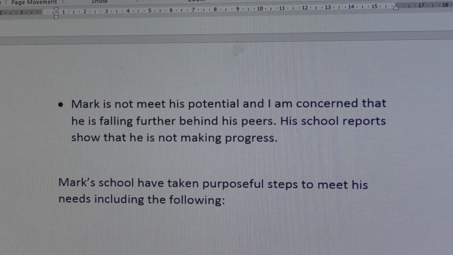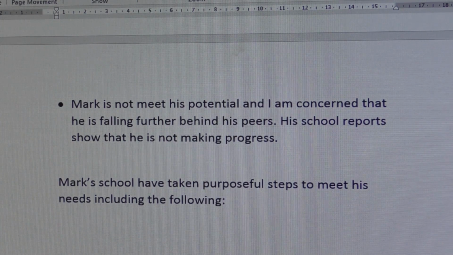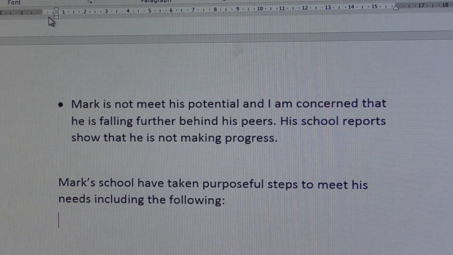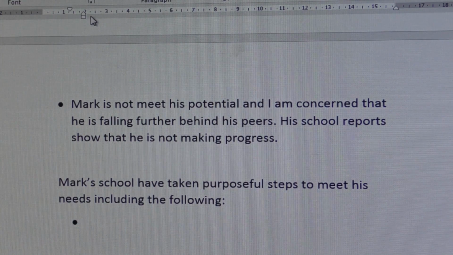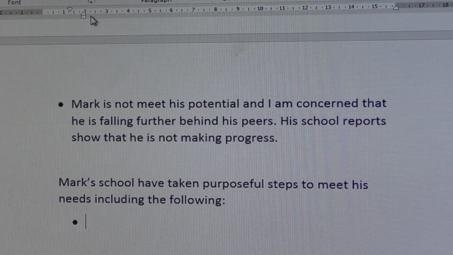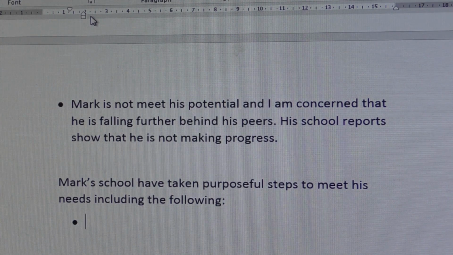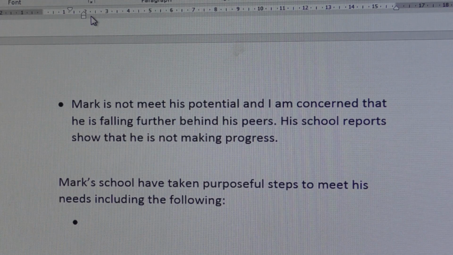So we identify the support that the school's put in place. Now, you should have this because you should have been involved in the early stages of your son or daughter being put on the SEN register, identifying and putting in place specific support and interventions for them. So you should know what's happening. So we list them. Mark's school have taken purposeful steps to meet his needs, including the following.